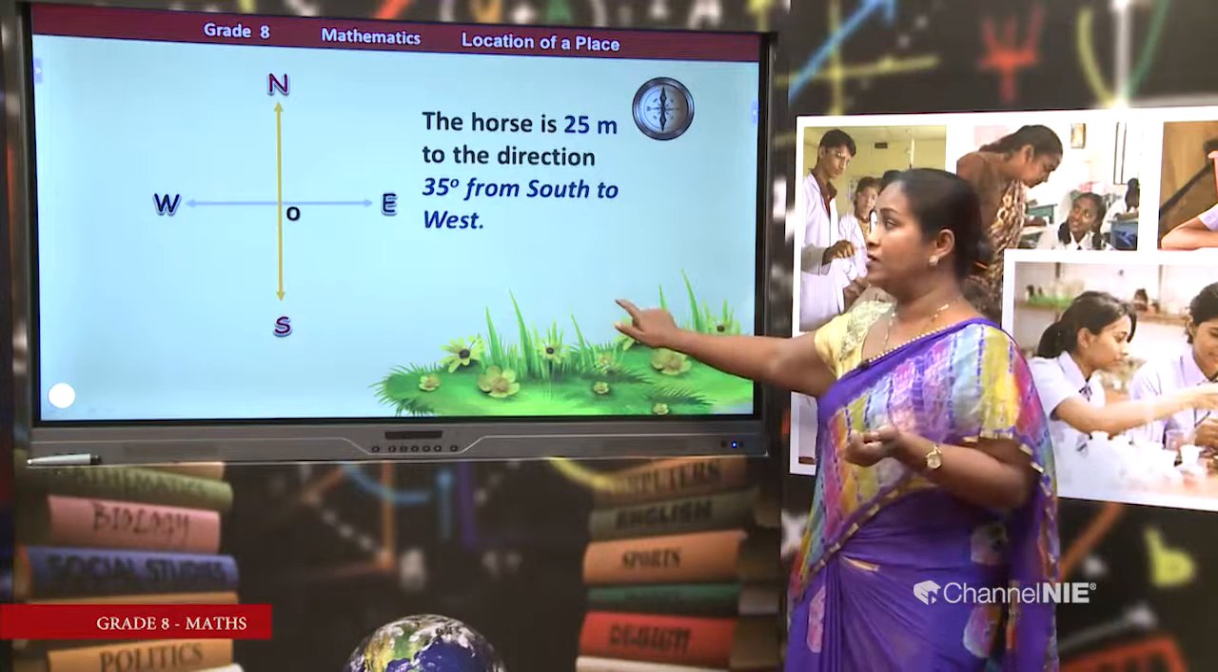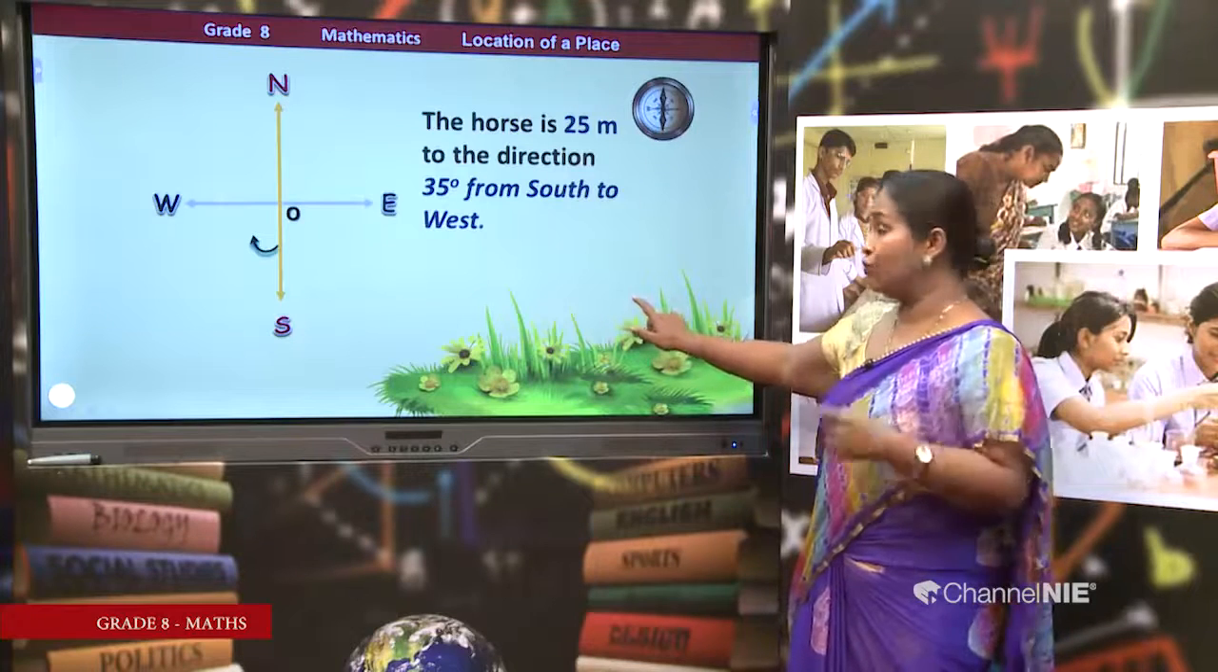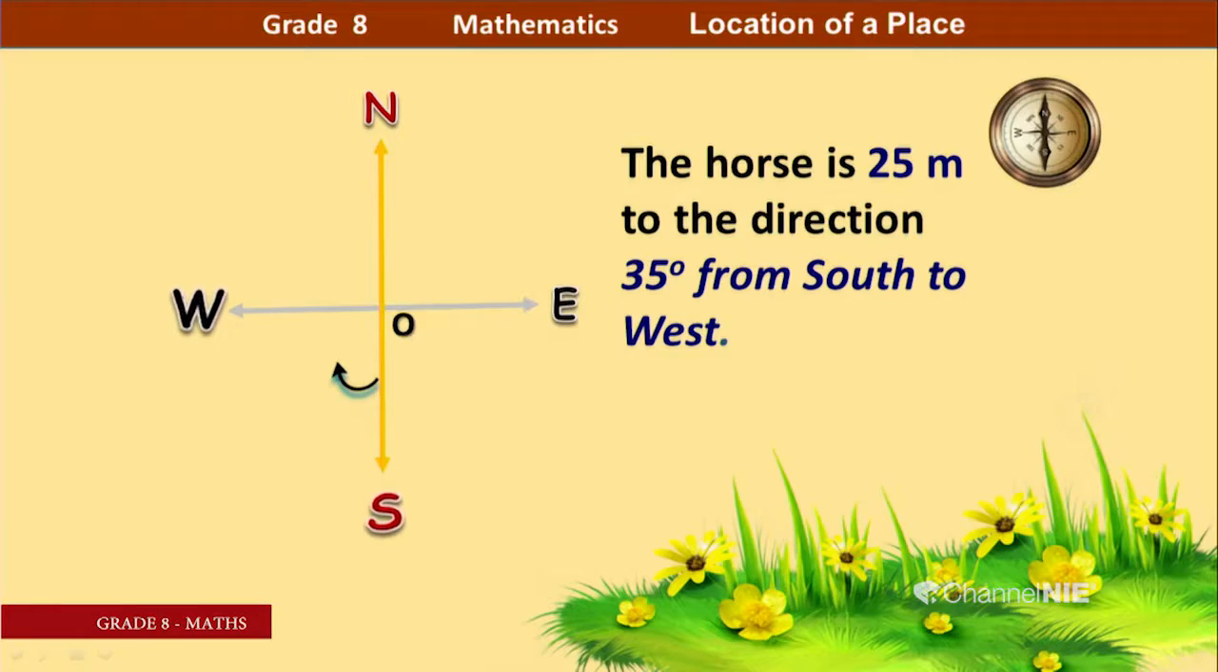Earlier we found the horse 35 degrees from south to west. Yes, 35 degrees. The distance now is 25 meters. So, we can exactly find the horse if we walk along 25 meters in the direction 35 degrees from south to west. Here we go, this is the horse. So, for the location, we should mention direction and the distance both.